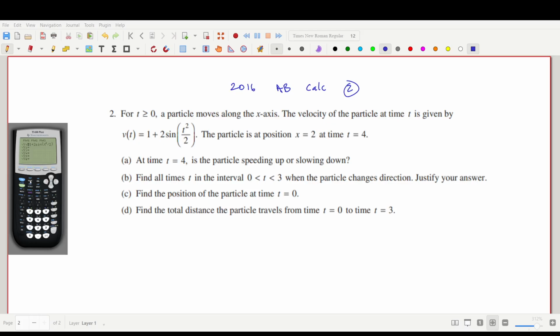All right, is it speeding up or slowing down at 4? Well, what's v of 4? 2.9817. And what's v prime of 4? It's acceleration. Oh, I need to do math 8. Speeding up is when the acceleration and the velocity have the same sign, and slowing down is when they're on opposite signs. All right, negative 1, so they're opposite signs. So you can just say that v of 4 is positive, v prime of 4, which equals a of 4, is negative. This implies the particle is slowing down. Opposite signs.